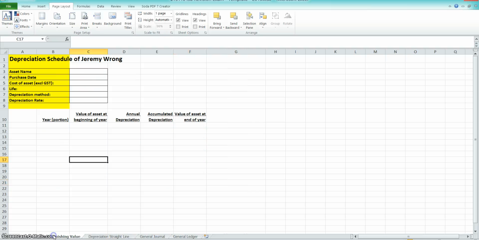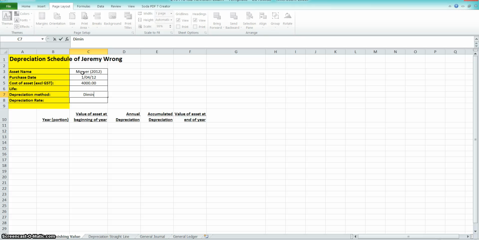I'll do the diminishing value at the same time. So our second asset was also a mower, but it was purchased in 2012. Just put that in brackets so you don't get confused. It was purchased for $4,400. Remember to take out GST. So the date was the 1st of April 2012. It was purchased for $4,000 after taking out GST. Remember, we weren't given a life for that one, so we'll just leave that blank for now because we don't really need it.